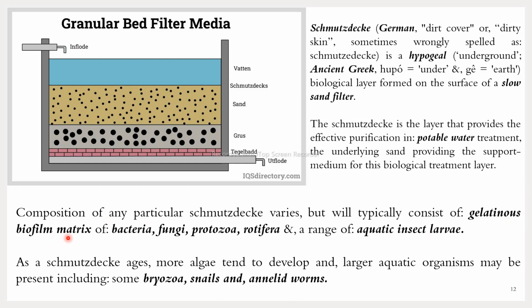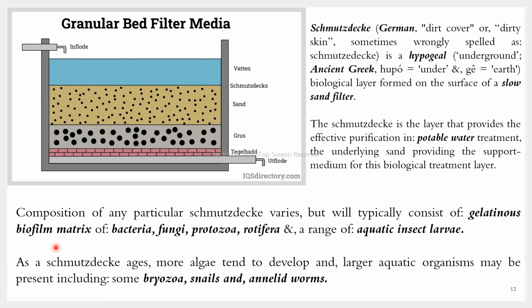So the composition of any particular smooth deck varies, but will typically consist of a gelatinous biofilm matrix of bacteria, fungus, protozoa, and rotifera, and a range of aquatic insect larvae. But up to this bacteria, fungi, protozoa, and rotifera level, it is okay. But once the aquatic insect larvae come into this smooth deck layer, then it cannot be treated for potable water.